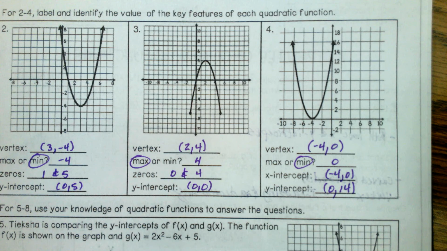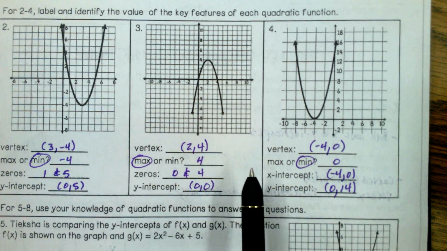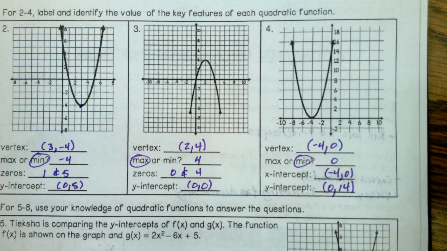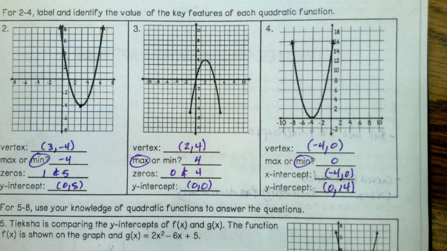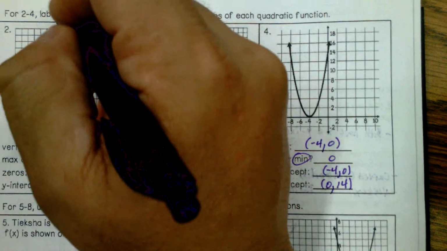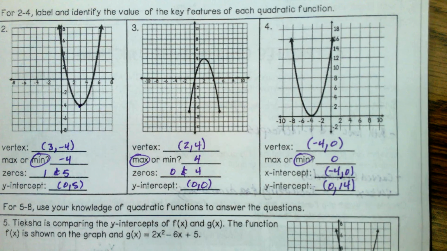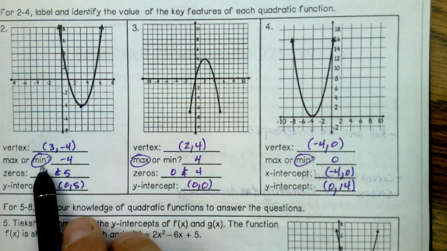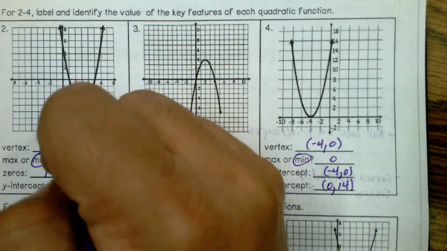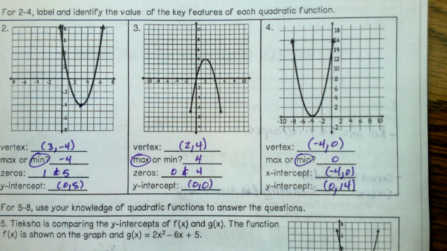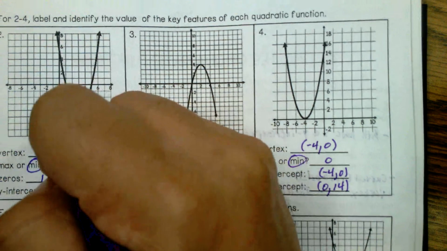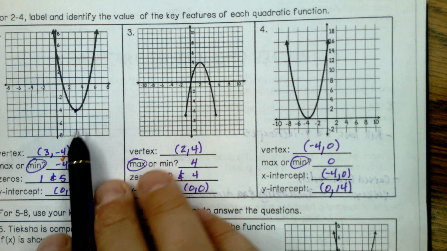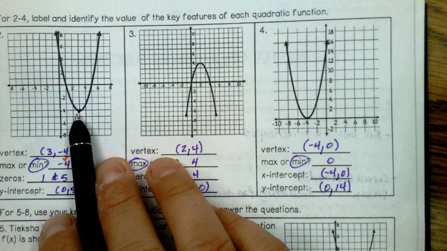So let's compare. The vertex for number 2 is here, and it's at 3, -4. Because this parabola opens up, anytime it opens up like that, it's going to be a minimum. So the vertex is going to be the lowest point, and it occurs at -4, which is this number. It's always the y value of your vertex. Okay, so the minimum is -4.